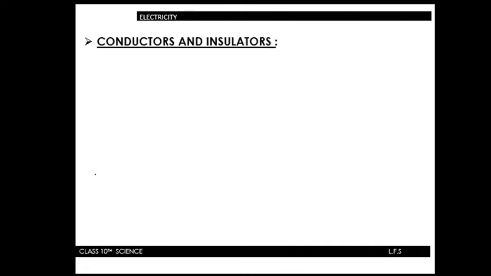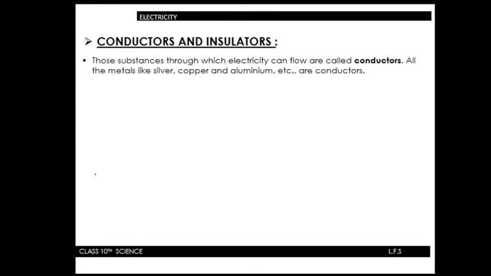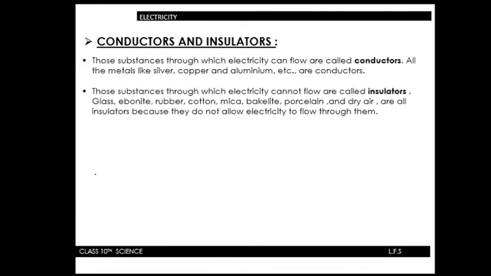Now after this, conductors and insulators. So what are conductors? Those substances through which electricity can flow are called conductors. All the metals like silver, copper, aluminum, etc. are conductors. In our houses we are using copper wiring that conducts electricity from one place to another, as it is a good conductor of electricity.